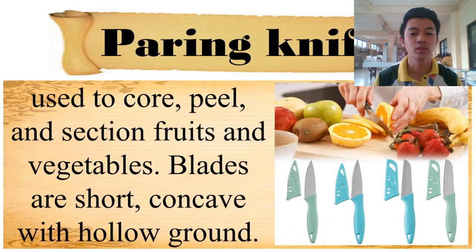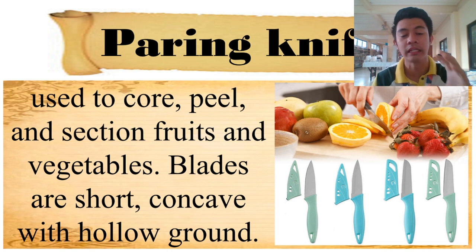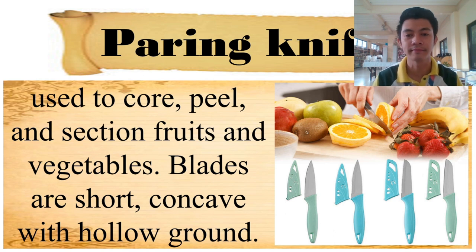Paring knife, used to core, peel, and section fruits and vegetables. Its blades are short, concave with hollow ground. And the main purpose of paring knife, no? Paring knife is a small kitchen knife used mainly for peeling fruits and vegetables. Kung makikita nyo yung paring knife, napakaliit lang niya. Para lang talaga siya sa pagbabalat ng mga maliliit na vegetables, maliliit na prutas. Ayan, napaka-useful niya. Next.